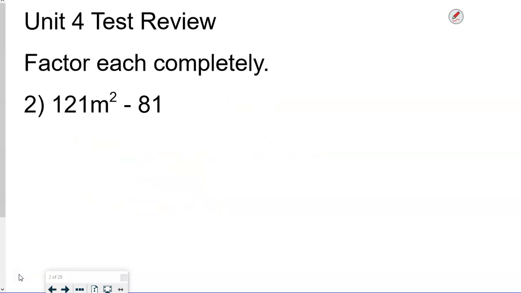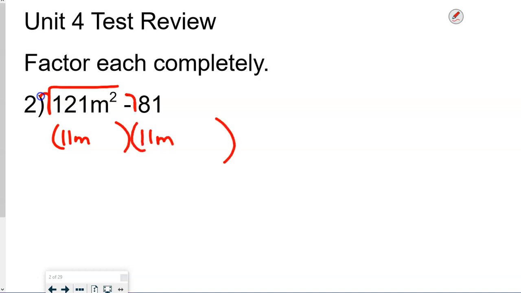So for number 2 here, I recognize immediately that these are both perfect squares. So I'm looking at this for a special pattern here. So if I take the square root of 121m squared, I get 11m. So I'm going to put that in both sets of parentheses. And then if I take the square root of the 81, I get 9. And I'm putting that in both sets of parentheses. And hopefully you remember that the pattern here is plus and minus. And that's just how I factor that with the special pattern.